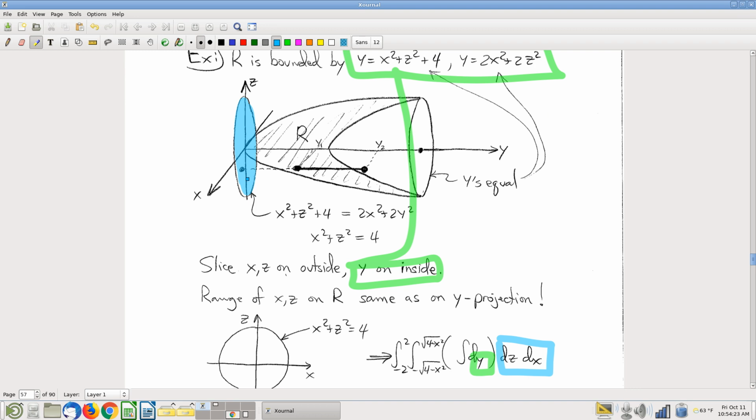They're tough slices to draw, so this is where I make the observation that because I'm doing x and z slicing first, I can focus my attention on the projection into the xz plane, which is easier to draw and easier to understand.